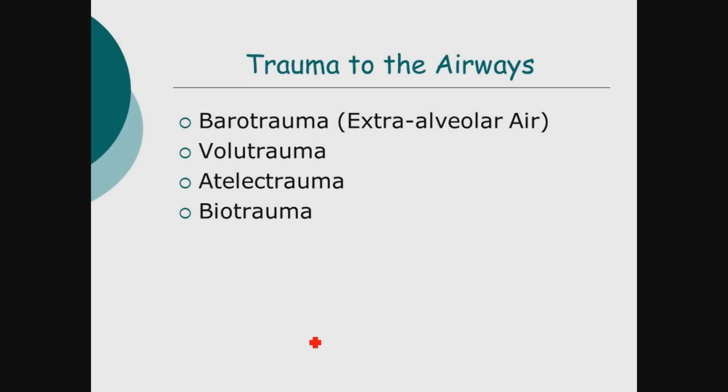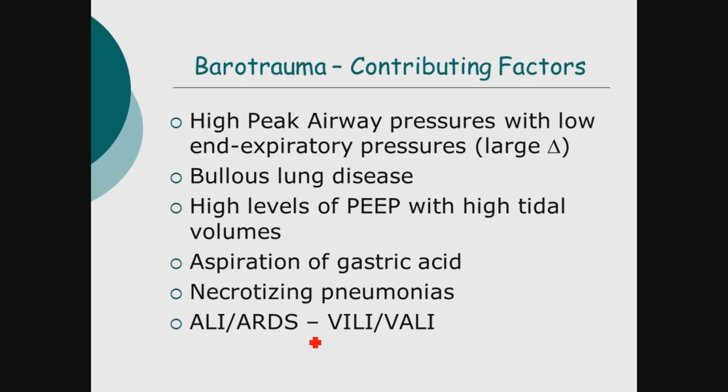Different types of trauma can happen to the airways. Something called barotrauma, which is basically secondary to high airway pressures. So with those big deltas, we have more potential for barotrauma to happen. Patients who have bullous lung disease, like COPD, are at greater risk of this, as well as somebody who is on a high level of PEEP or a high tidal volume.